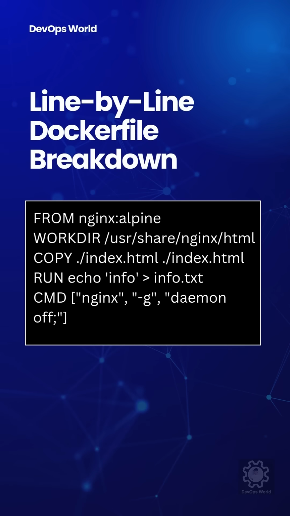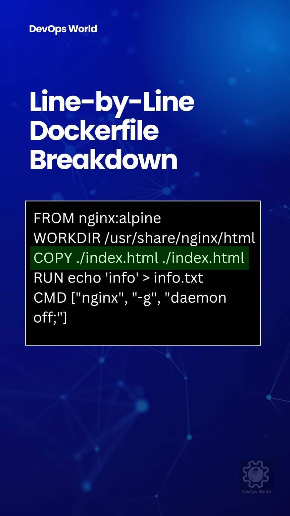This is the Dockerfile we'll be using. Let's break it down line by line before we set up the web server. We're starting with a lightweight Nginx Alpine, an efficient web server as our base, ideal for keeping your Docker image slim. Working directory. This sets the working directory where our website files will live inside the container.